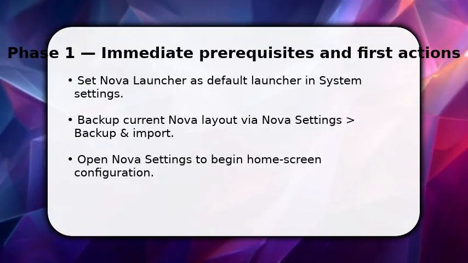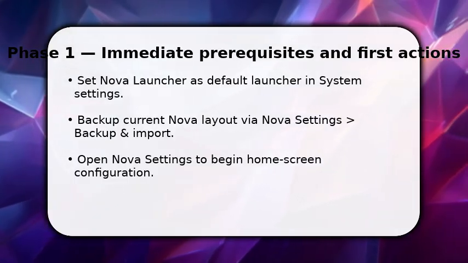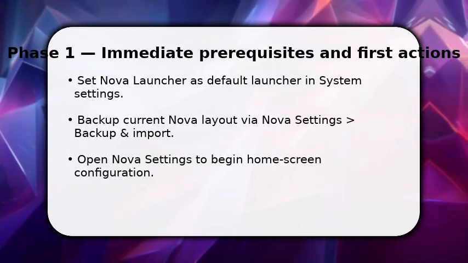You start by making Nova your active launcher and saving a backup so you can revert if needed. Once done, open Nova settings and go straight to desktop configuration.